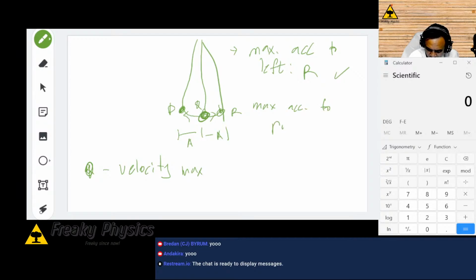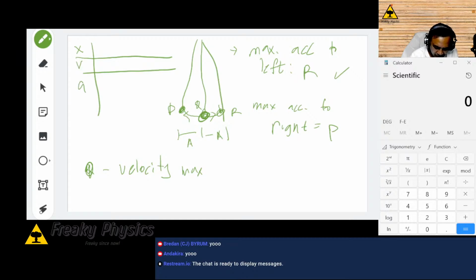Okay, correct. Equals P. Now, if we're going to put this into a table and compare X, V, and A to the different points P, Q, and R. At P, X would be a negative maximum, right?